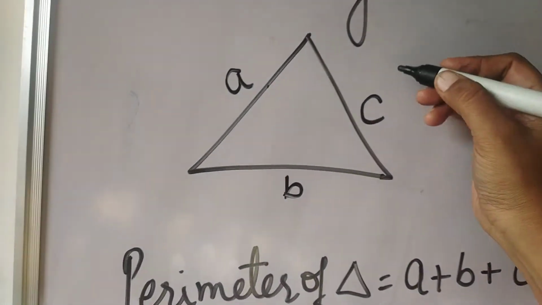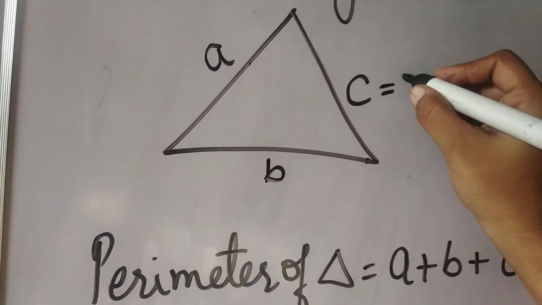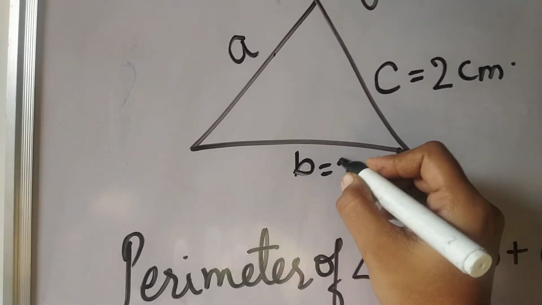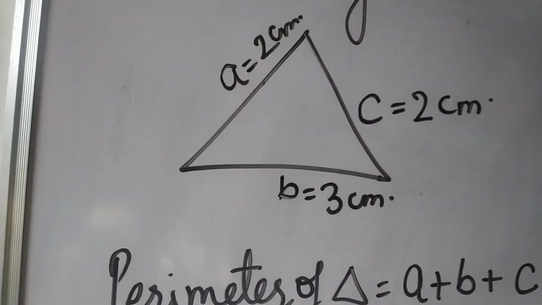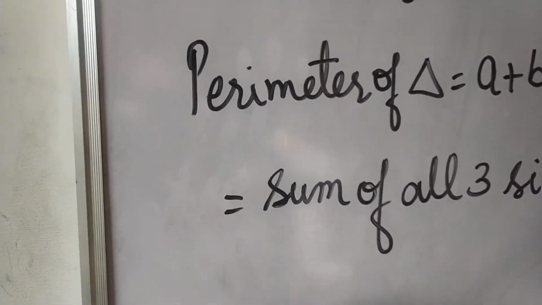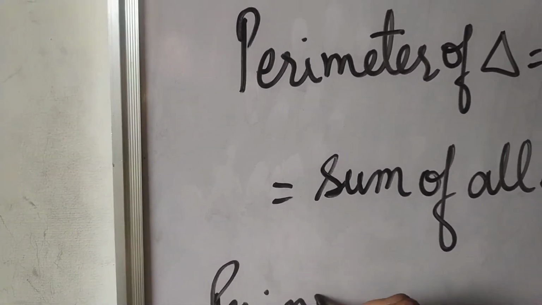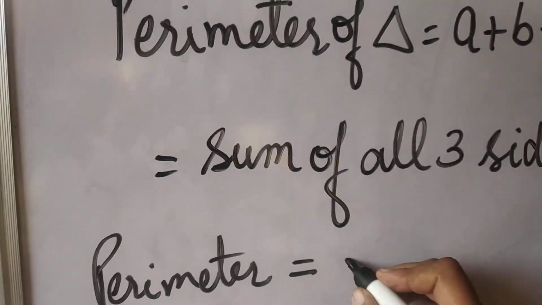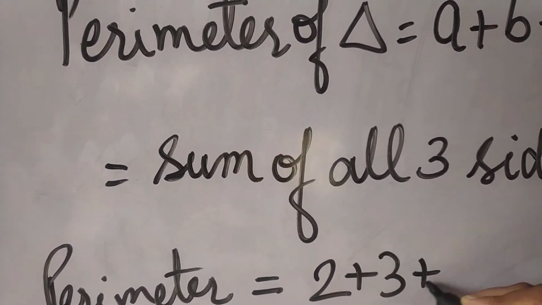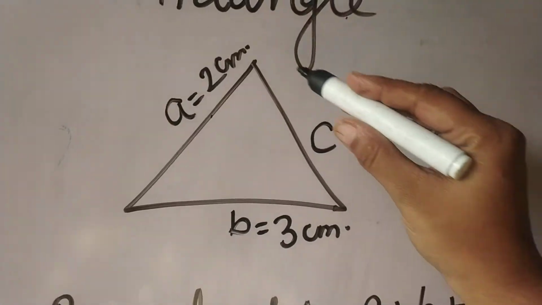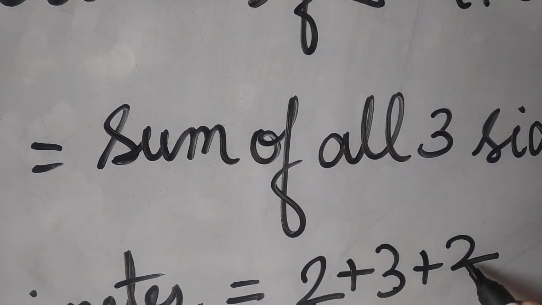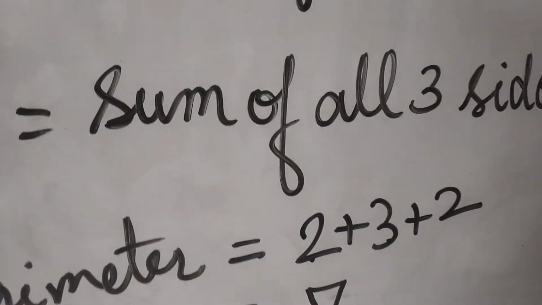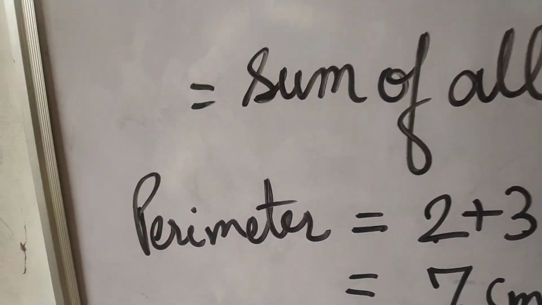Suppose the length of this side is 2 centimeter, this is 3 centimeter, and this is 2 centimeter. Okay, so I will solve this question. Perimeter of this triangle will be equal to 2 plus 3 plus 2. Right? 2 plus 3 plus 2. That is 3 plus 2, 5, 5 plus 2, 7. So the answer is 7 centimeter.